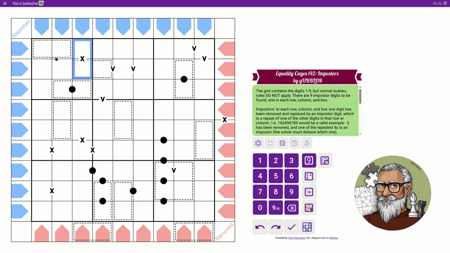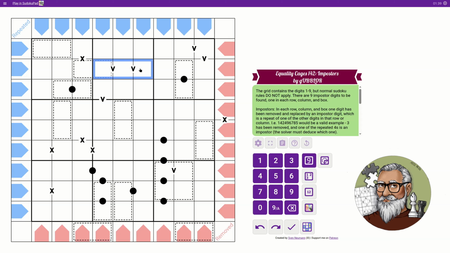Right, and we have 9 imposters, 1 in every box, 1 in every column, 1 in every row, and we have to have the current value of the imposter in a disjoint set, so 1 to 9, and the value that it was before has to be as well a disjoint set of 1 to 9. Right. Okay.